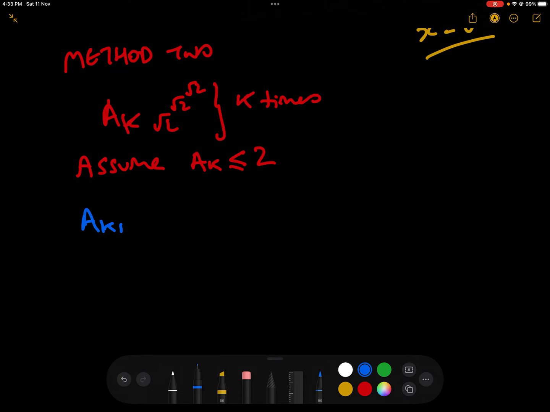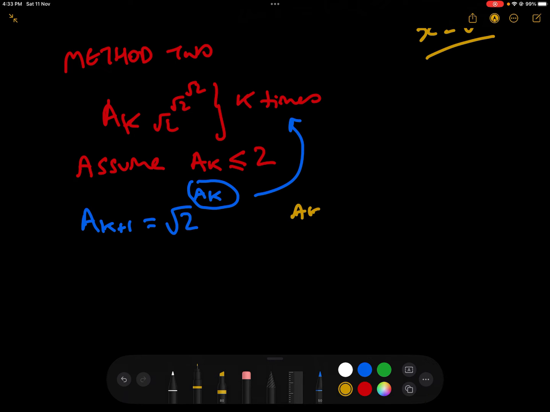So now let's have a look at a to the k plus 1. So a to the k plus 1 is root 2 to the power of a to the k, because a to the k is root 2 to the power of root 2 to the power of root 2, k times. And so adding a root 2 gives us a to the k plus 1.